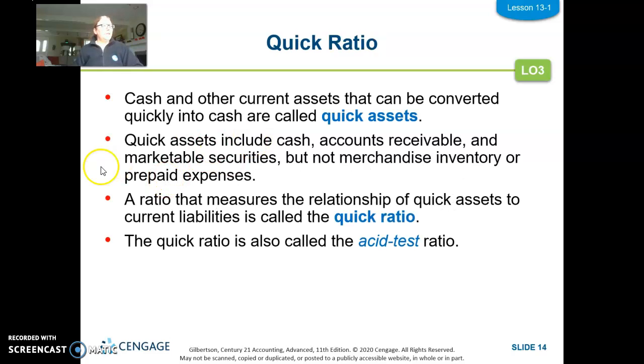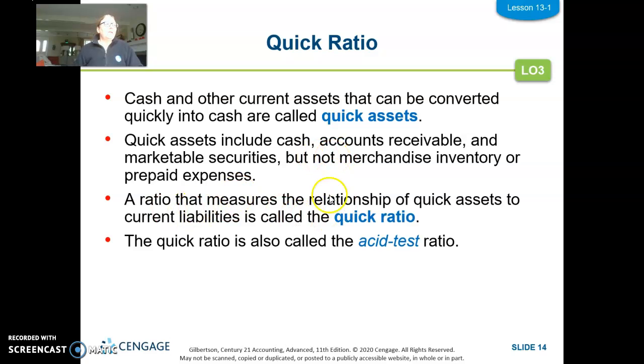The third ratio that we're going to talk about is the quick ratio, and it is also used pretty often by banks and lenders along with the current ratio. It is looking at cash and other current assets that can be converted quickly, hence the quick ratio. Those quick assets are the incredibly short-term ones: cash, accounts receivable, marketable securities of 3 months or less, but not merchandise inventory or prepaid expenses. So make sure you know which things are included in quick assets.